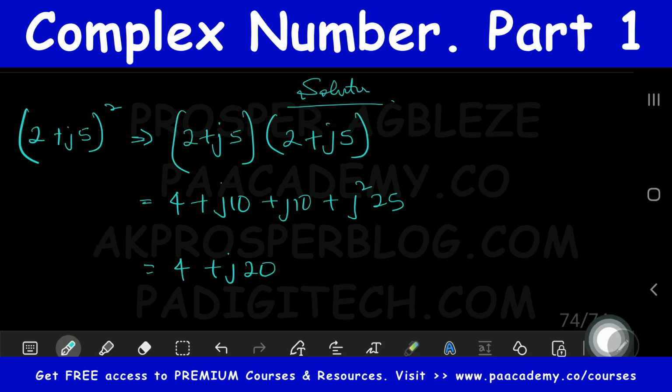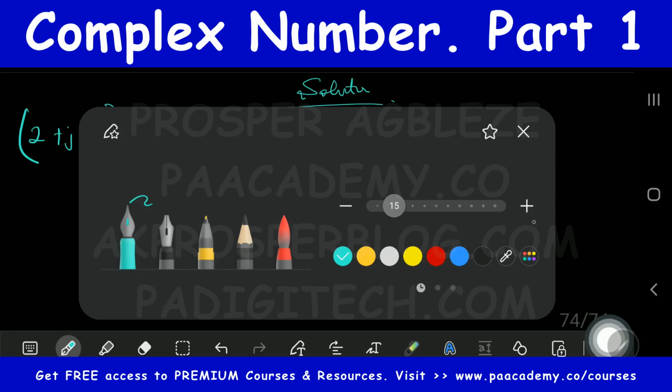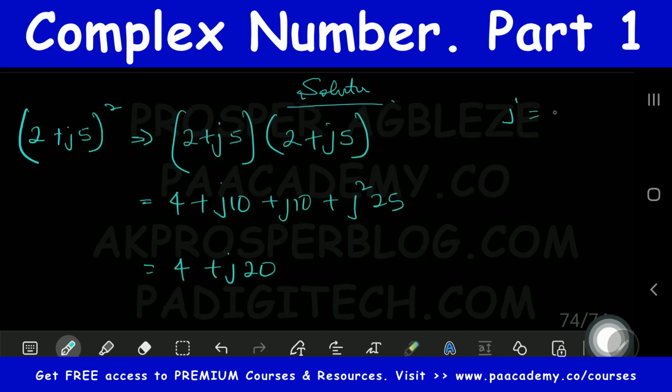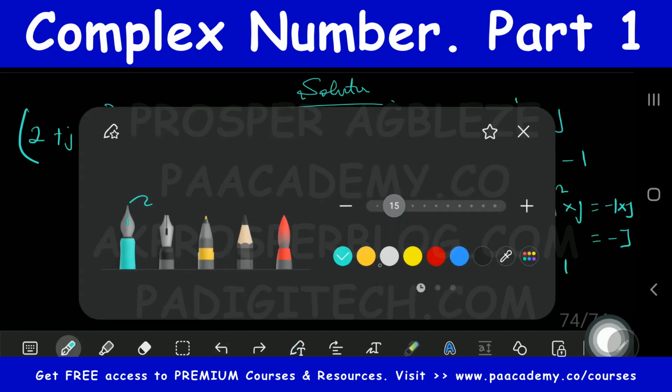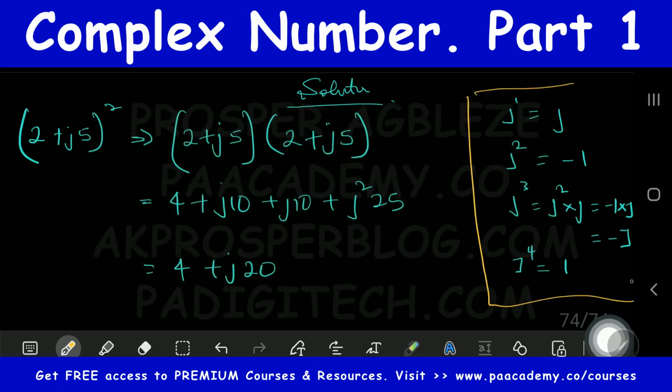Now this j², when you are dealing with complex numbers, take note of what I want to write here. If you have j raised to power 1, it's equal to j. j² is equal to −1. Then j³ is j² times j, which is −1 times j, and that gives you −j. j⁴ is going to give you 1, because it's just like −1 times −1. You need to take note of what I have by the side right here when you are dealing with complex numbers.